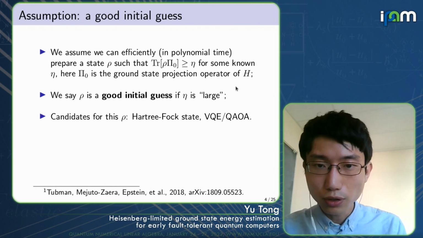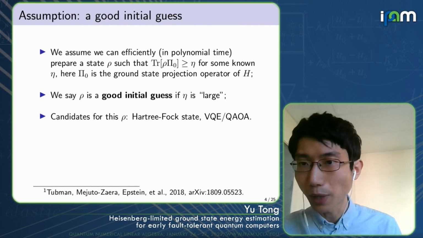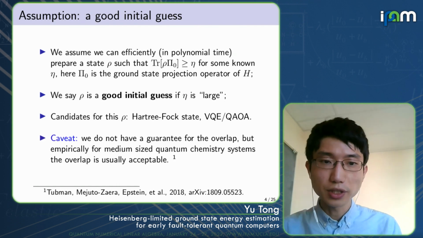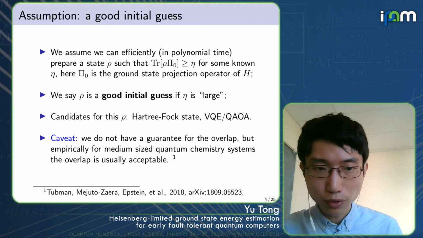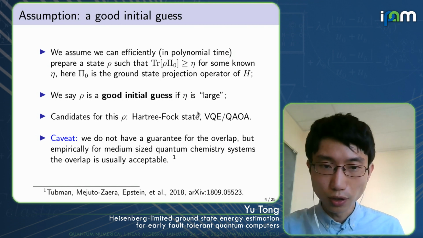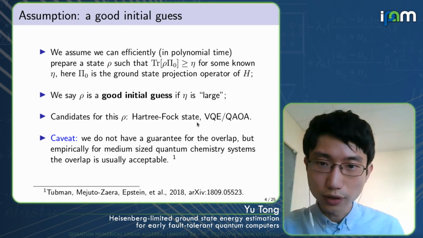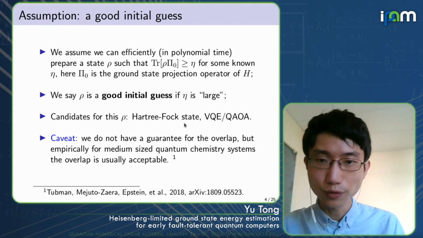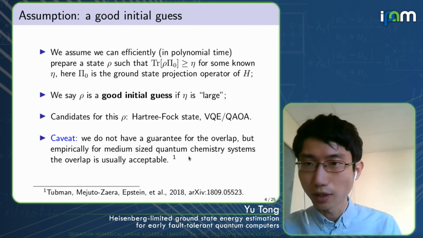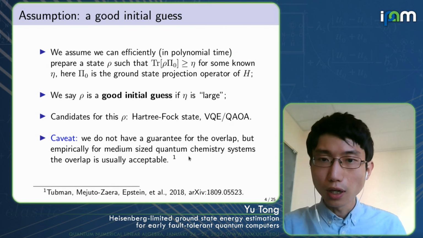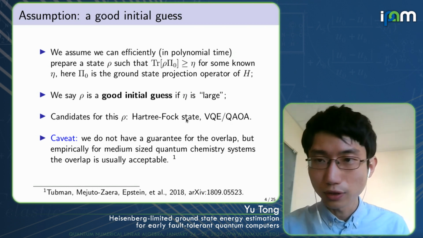Candidates for this rho include the Hartree-Fock state and also the quantum state you can prepare using the variational quantum eigensolver or QAOA. There is a caveat here, which is that we do not have a guarantee for the overlap, but empirically for medium-sized quantum chemistry systems, the overlap is usually acceptable. So basically for the kind of quantum system the previous speaker talked about, there is usually a pretty decent overlap between the Hartree-Fock state and the ground state. And this paper explored a lot of chemistry systems and computed this overlap. So empirically, we think this could be something that we can use, but there is no theoretical guarantee.